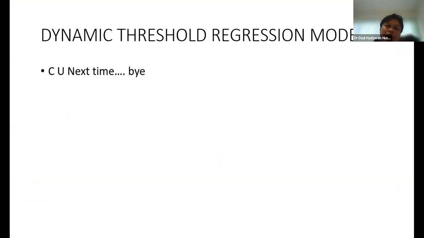We actually can conduct a dynamic threshold regression model, but it's difficult in terms of what? First, Stata cannot do the dynamic threshold because there is no command yet to deal with dynamic threshold regression models. The only software that we can use for dynamic threshold regression is MATLAB. And MATLAB here is not really user friendly. So even though there is a command to run a dynamic threshold regression, we still have some other steps that we need to do manually.